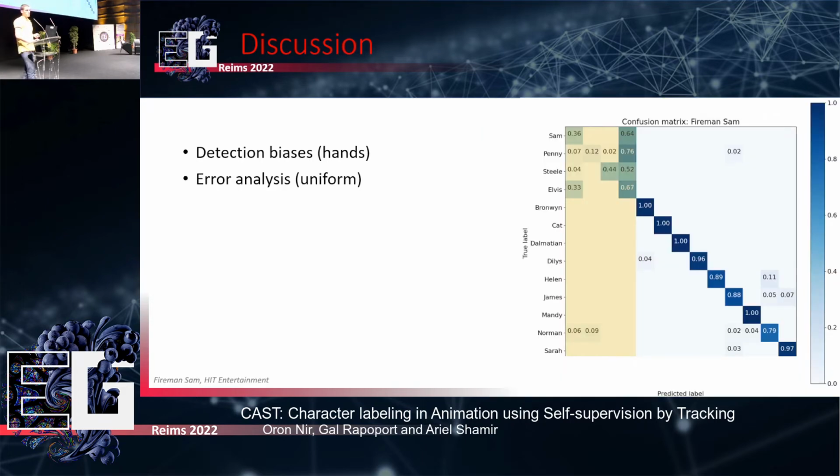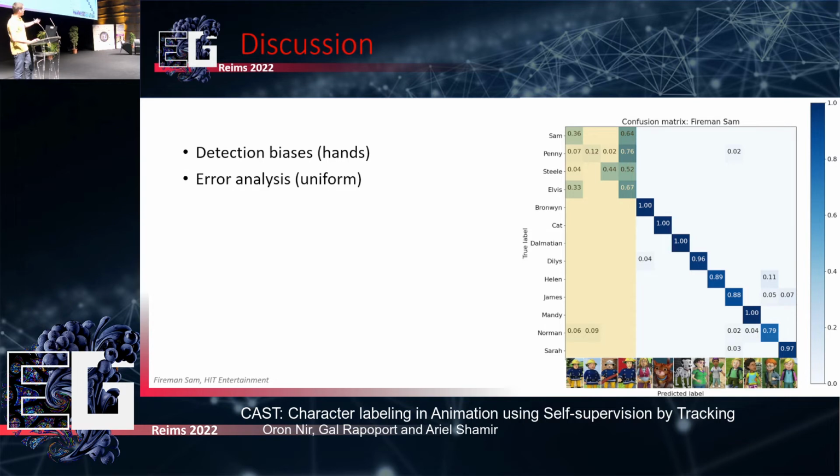The following confusion matrix showed that the results over the series Fireman Sam had over 80% of the error caused by only 4 out of the 14 characters. The reason is, of course, that the 4 firefighters over there are all wearing the same uniform, which undermines the selection of a full body detection by us as the unit of analysis of the detector.